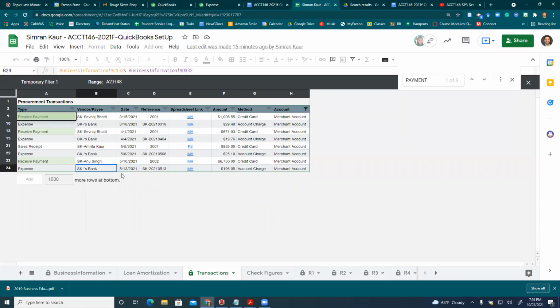Something's odd about this. This probably should not be negative. I don't know if that got changed. You changed this, right? I didn't do anything on this sheet. Okay, so it's possible that it came like that. So this needs to be corrected.